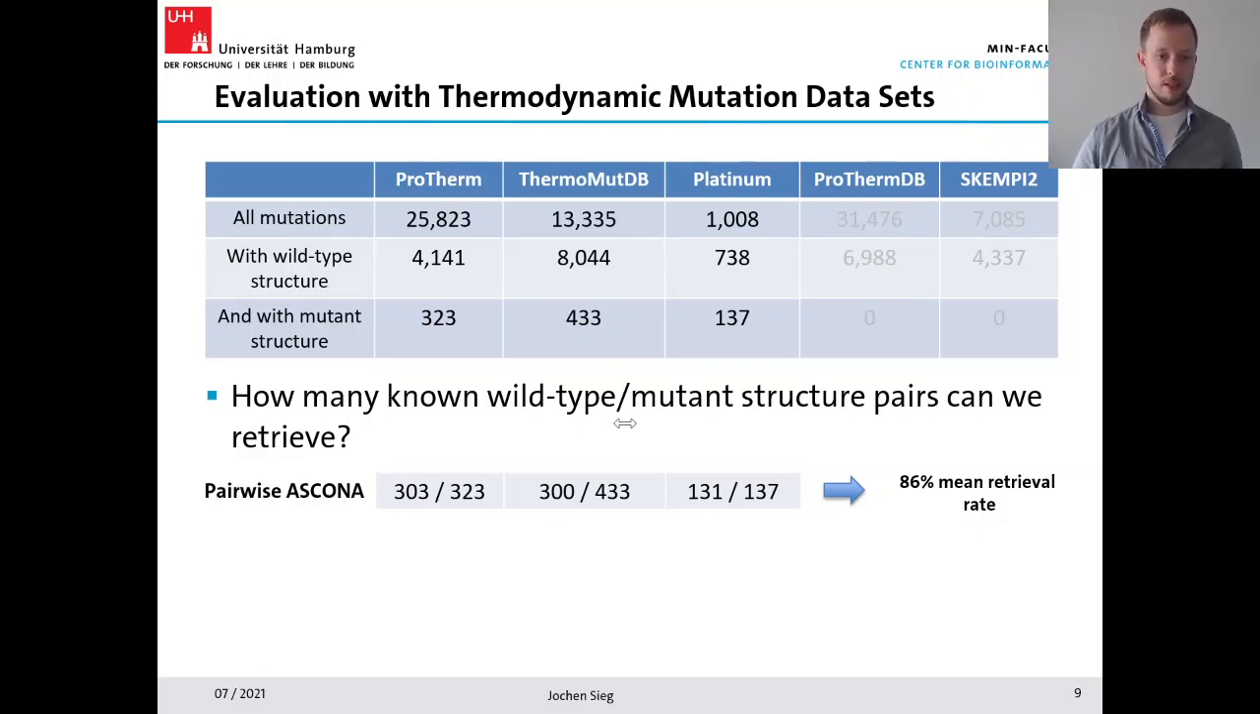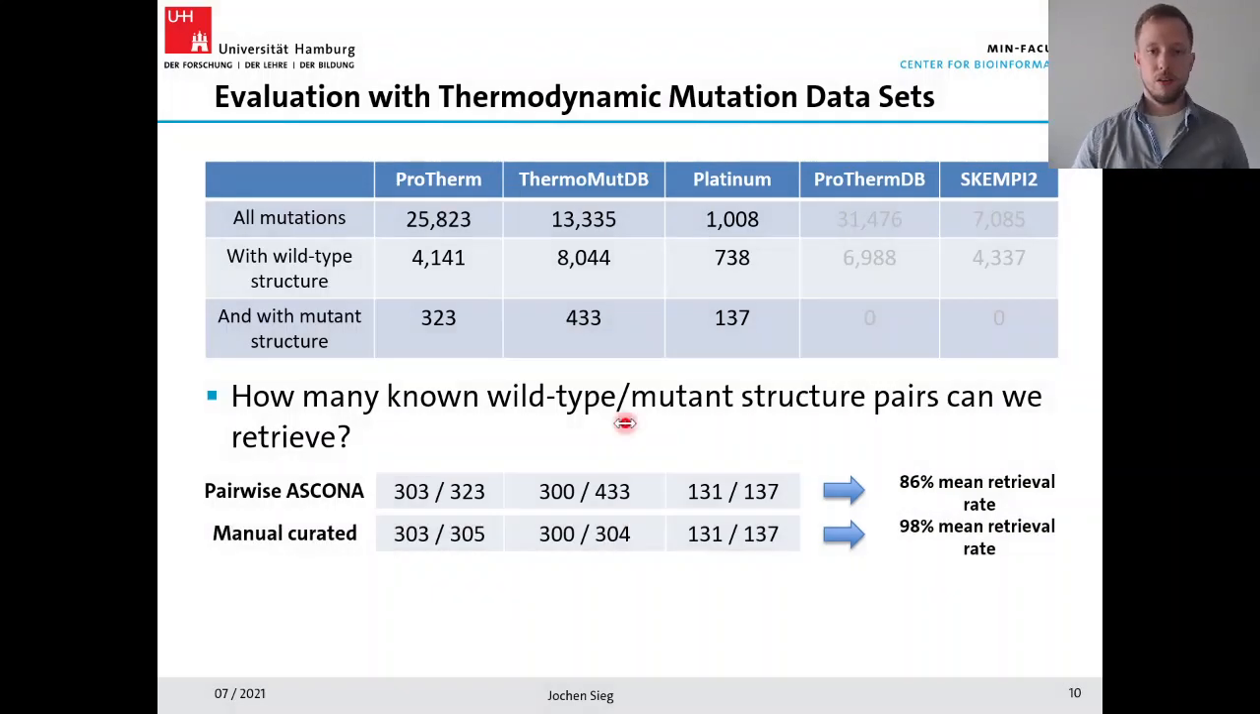So what I did is I took the structure pairs, loaded both structures into a viewer, superimposed them globally, and manually looked at the position where the mutation should be. And interestingly, in many cases, there was the same residue at a specified position. And after removing these cases and rerunning the experiment, we get a mean retrieval rate of 98%.